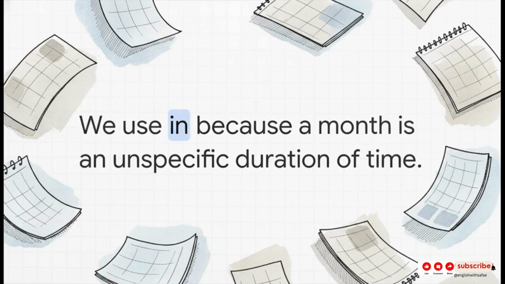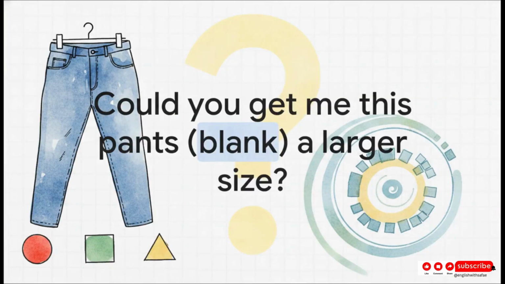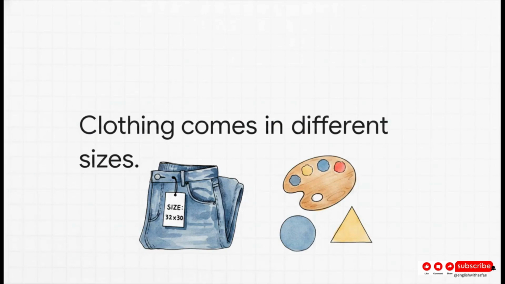We use in because a month is an unspecific duration of time. Awesome job if you caught that one. Let's try another. Could you get me these pants blank a larger size? Think back to our wide-angle lens for a second. Which preposition governs shapes, colors, and sizes? It's in again. Could you get me these pants in a larger size? Remember, just like a painting is in blue or students stand in a circle, clothing always comes in different sizes.